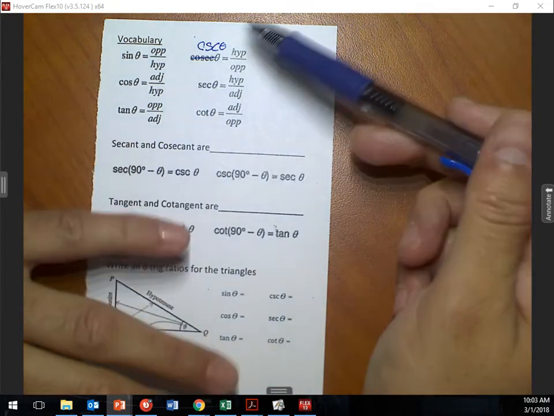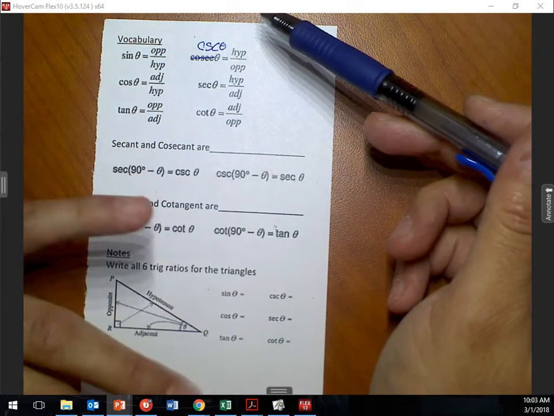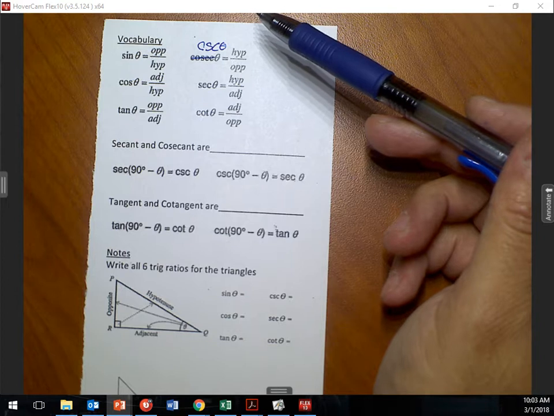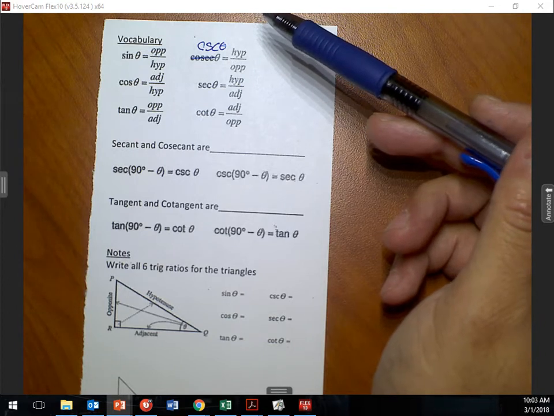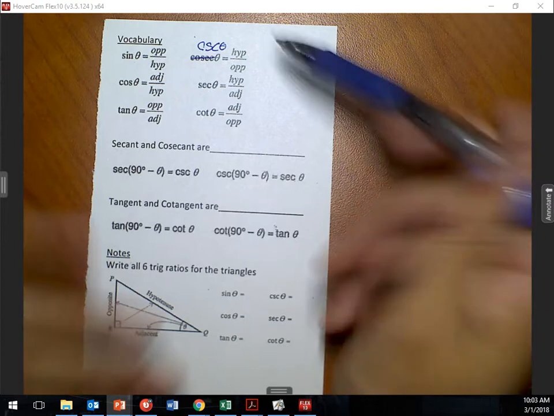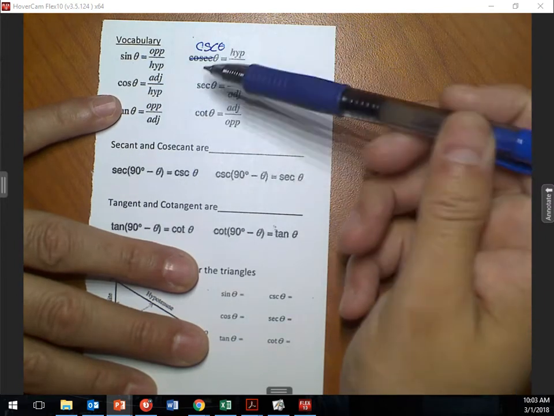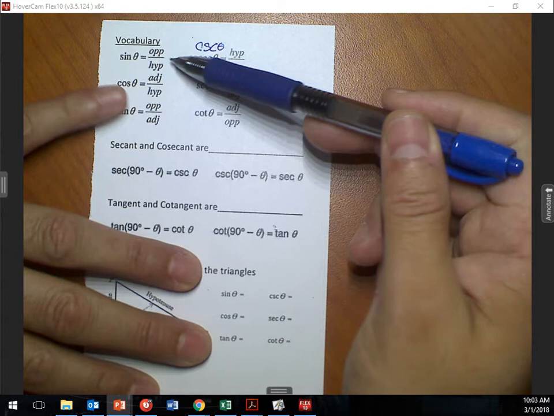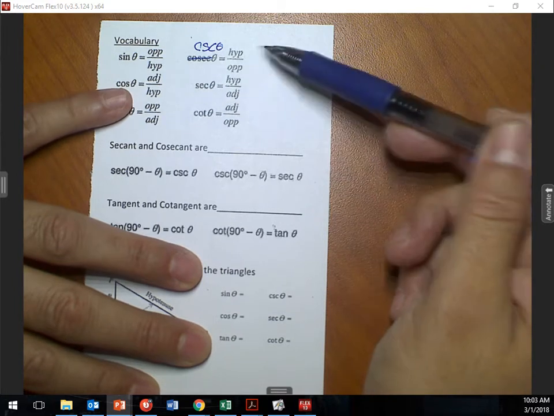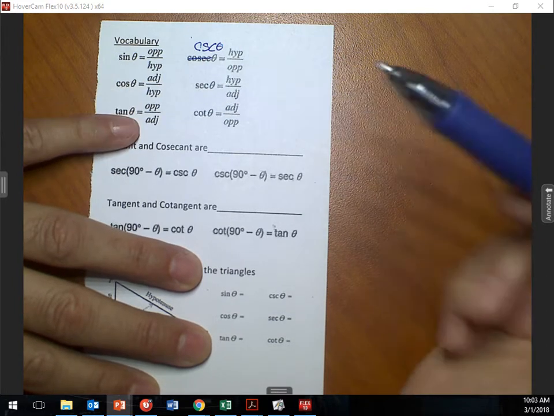The word reciprocal means to do what? Opposite. Not opposite. Flip it. Flip it over. So if sine is opposite over hypotenuse, the reciprocal would be? Very good. Hypotenuse over opposite, right?